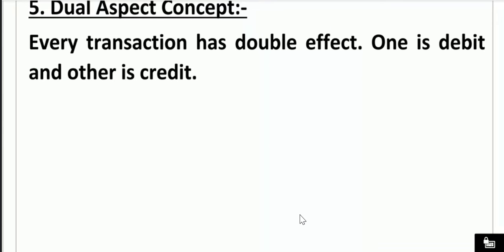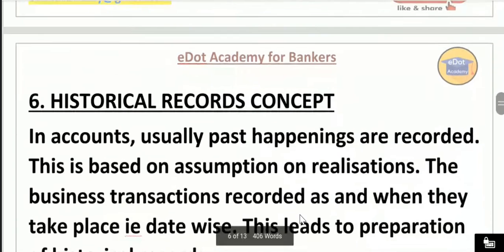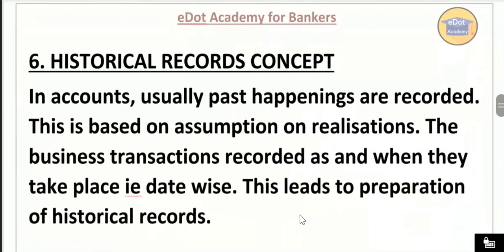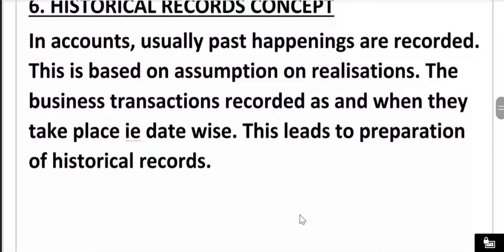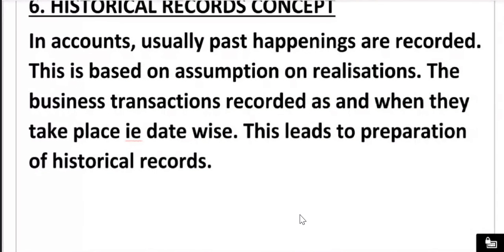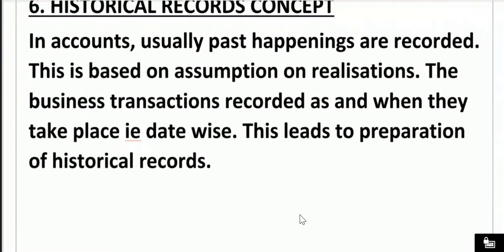Now next is called historical records concept. Whatever entry we are making, we are recording the history. When the transaction has happened, then only we do the recording. Any future transaction we don't keep in the recording. So in accounts, actually past happenings are recorded. That past happening may be 1 second, 2 seconds, or 1 hour ago. Even if something happened 1 second ago, you will record it.